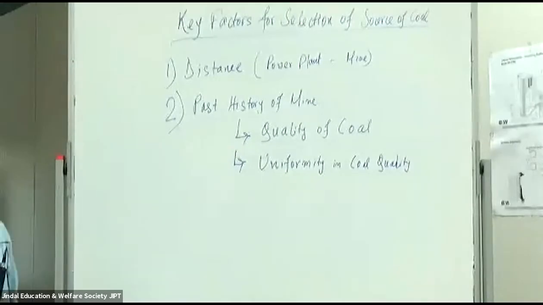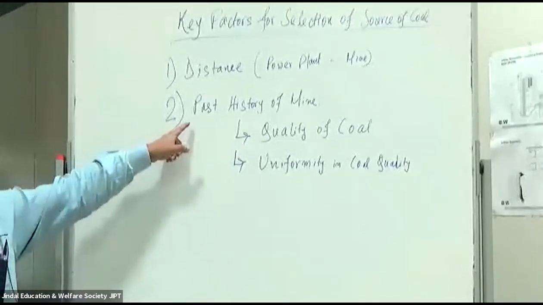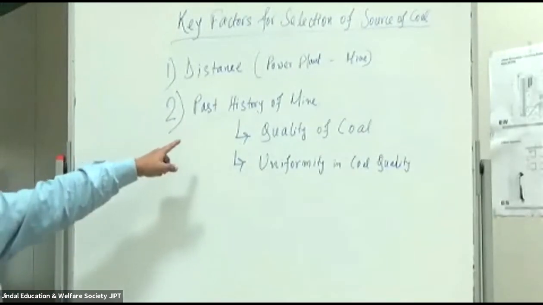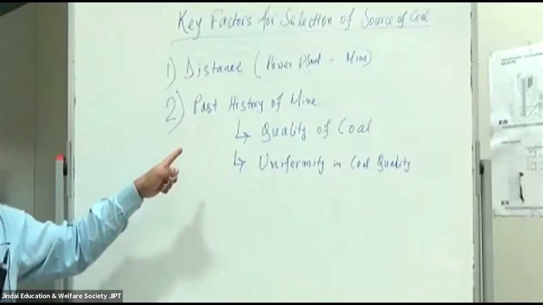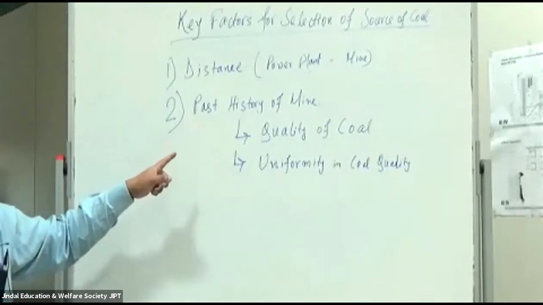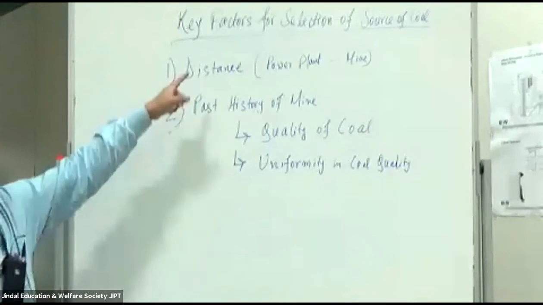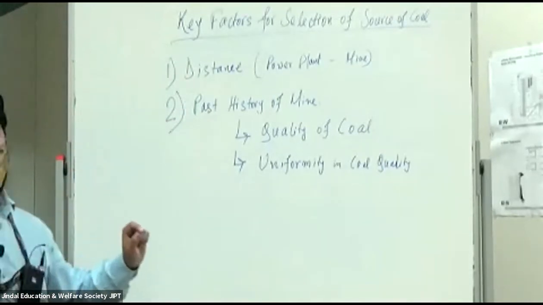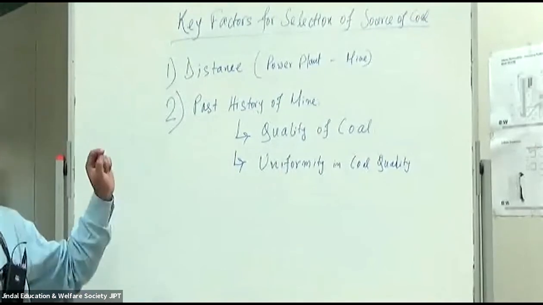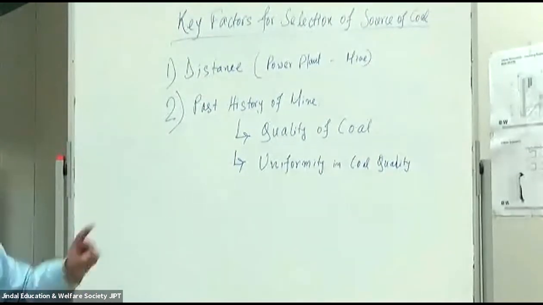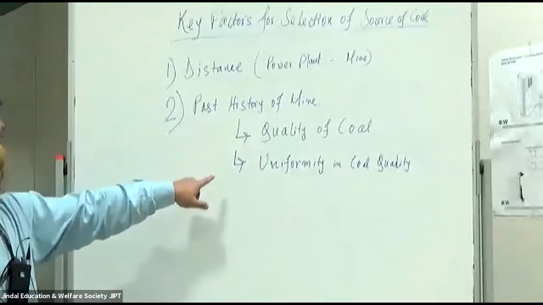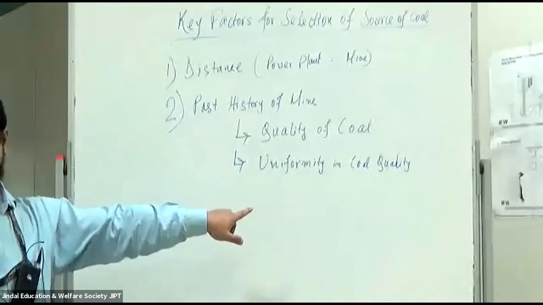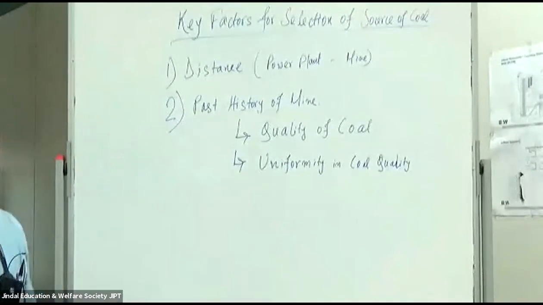In case this history is not available in a certain power plant, then we can take the help of the knowledge of another power plant that has already procured coal from these mines or any certain mines. What they got, the highest and lowest quality of coal from that specific mine, and the uniformity of receiving coal of that certain quality from that mine.